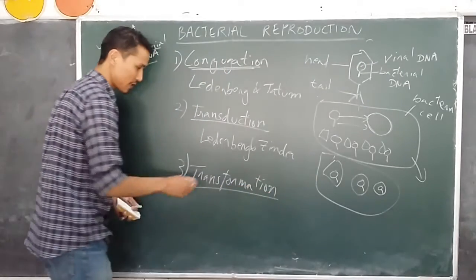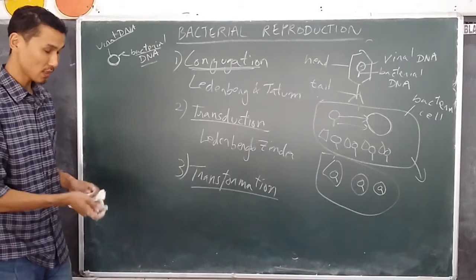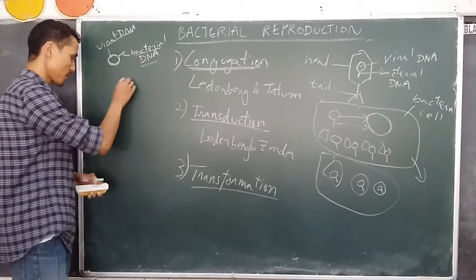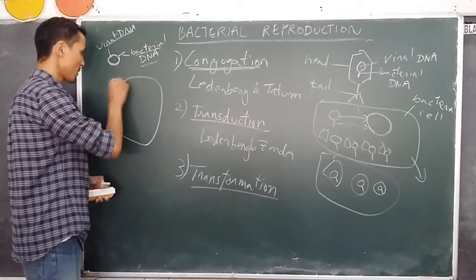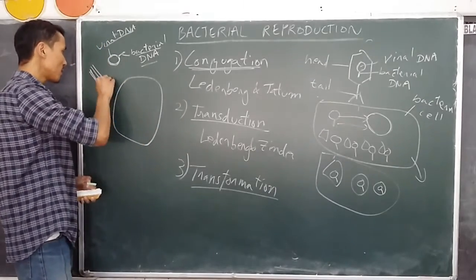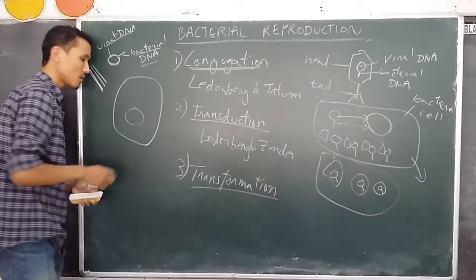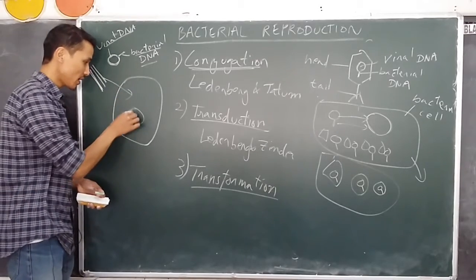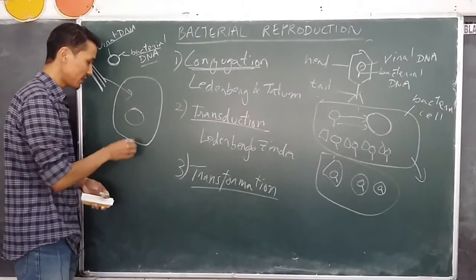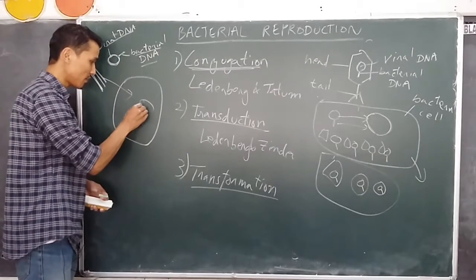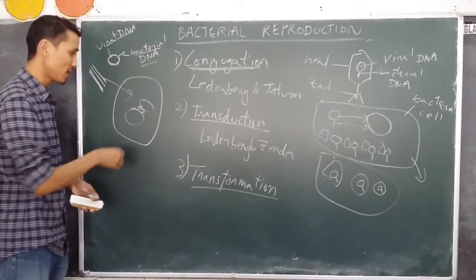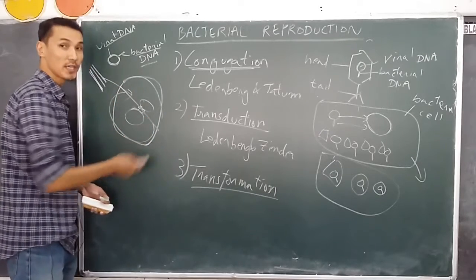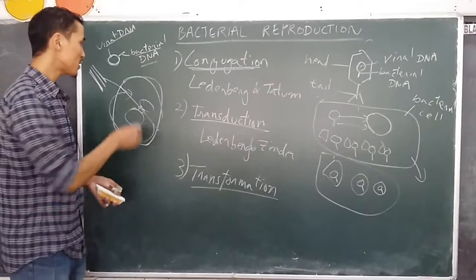The last method of bacterial reproduction is transformation. In transformation, what happens is free naked DNA enters the bacterial cell and it gets incorporated into the bacterial cell. This bacterial cell replicates, producing more copies of the DNA, and as such, when the bacteria divides due to fission, you get new DNA.